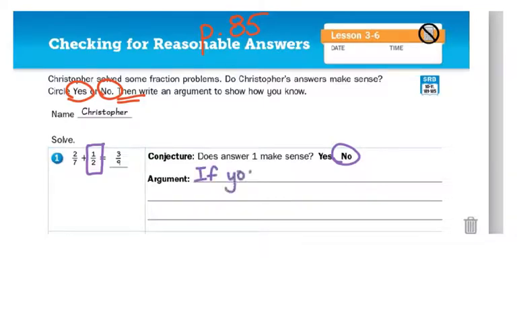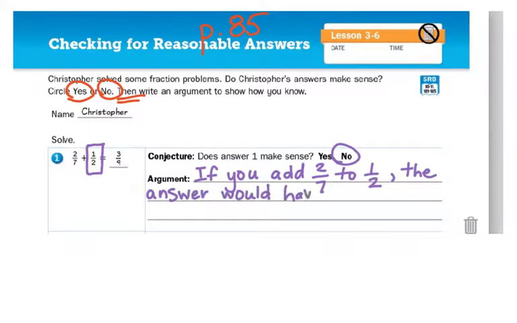If you add 2/7 to 1/2, the answer would have to be more than or greater than 1/2. Since we're writing, if it takes you a little bit longer, go ahead and pause your video and then just catch up with us.